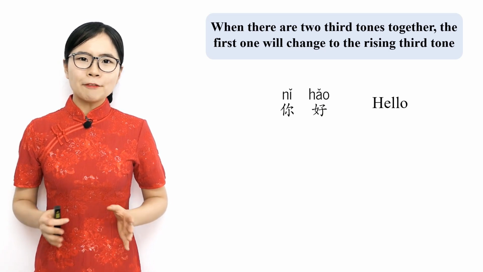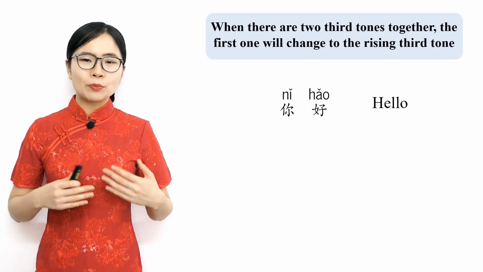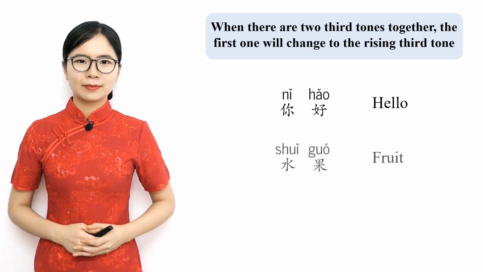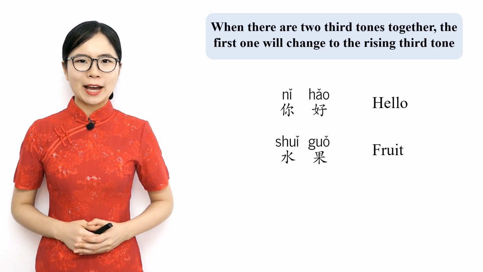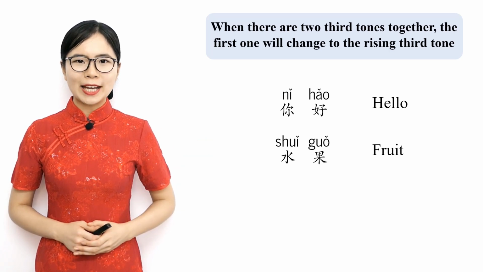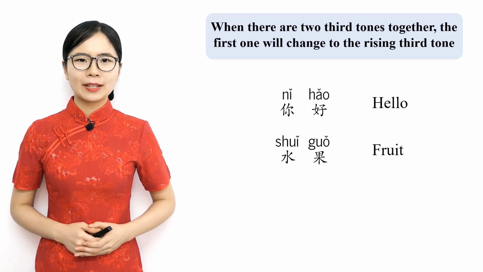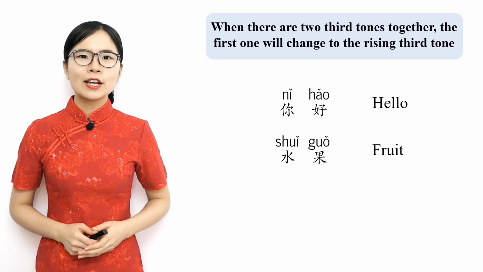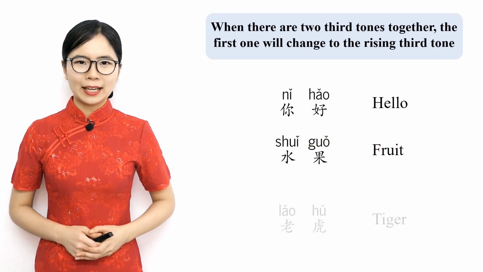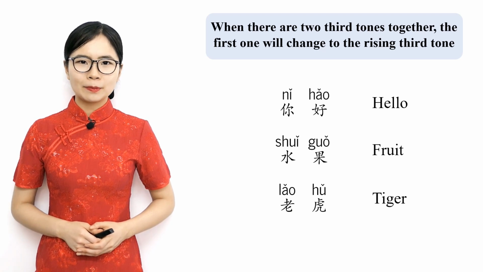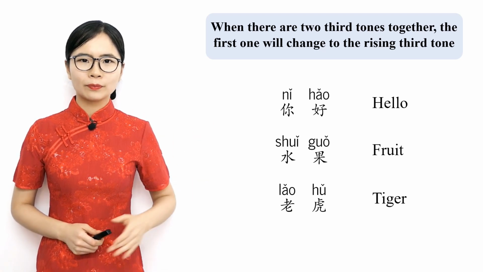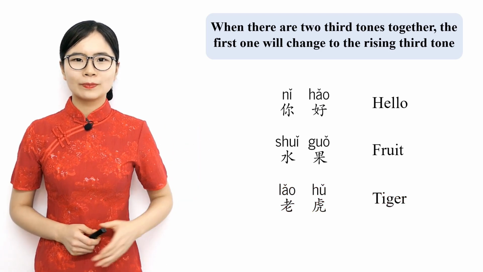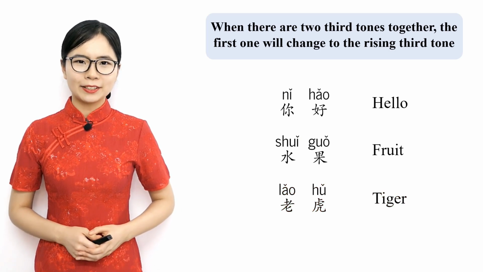Note that, like with the half third tone, even though I'm pronouncing this with the rising third tone, it's still written with the normal third tone symbol. 水果, fruit, will be pronounced as 水果, with 水 changing to the rising third tone. 水果 水果 fruit. And 老虎, tiger, will become 老虎 老虎 tiger.